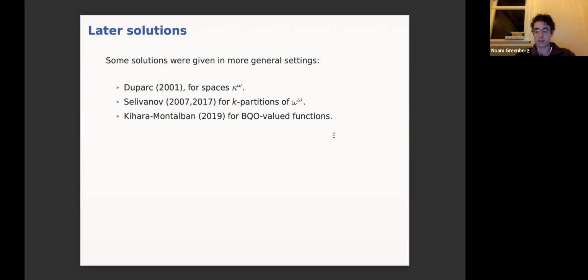Selivanov generalized the analysis for sets to analysis of k-partitions. As we shall see, we can of course identify, as we always do in computability, a set and its characteristic function, and so we can just look at functions that have other values than just 0, 1, and Selivanov did this for k-valued functions. And then Takayuki Kihara and Antonio Montalbán generalized this to all functions into countable better quasi-orderings, and they give a really nice analysis of what these classes look like.